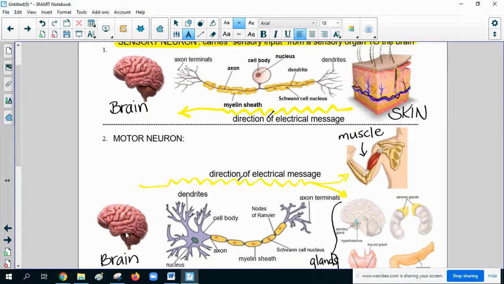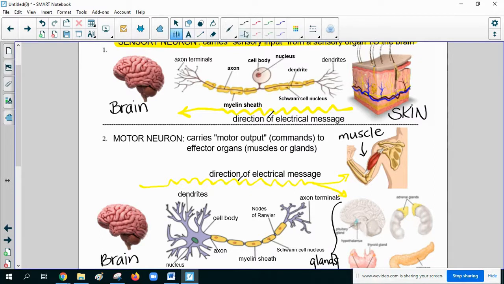Motor neurons are the neurons that allow command messages to leave the brain and go to effector organs, parts of the body that can actually do something in response to the command. So I put in here motor neurons carry the motor output, which we know are the commands, to the effector organs, muscles, or glands. Muscles can contract in response to an electrical signal from the brain. Glands will release whatever hormone they make, which can make changes inside the body. So these are the things that can cause some kind of change in the body, depending on what the nervous system decides is appropriate. So I'm going to highlight that as well to kind of help it stand out.